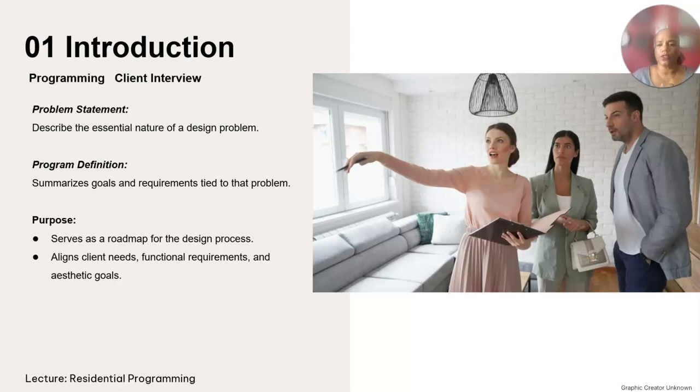Once you have collected all the information, you want to come up with a problem statement. This describes the essential nature of the design problem. It could be that this is a young couple getting ready to have a baby, so you're redesigning the home so that it can house a nursery. It could be that their kids are moving out, and now they're empty nesters, and they need to redo the space into an office because they're starting a home business. So you're identifying what the problem is.